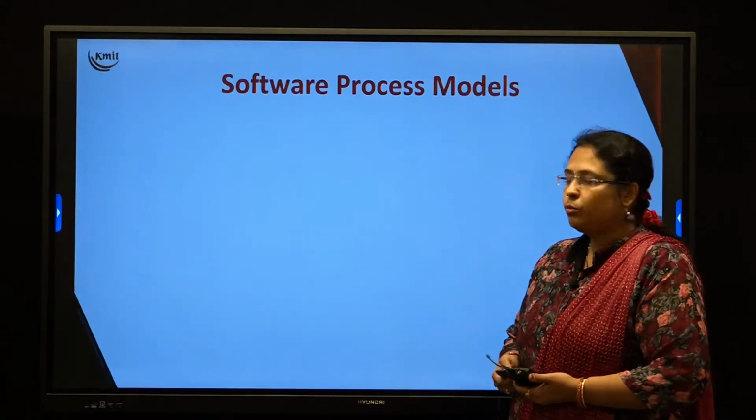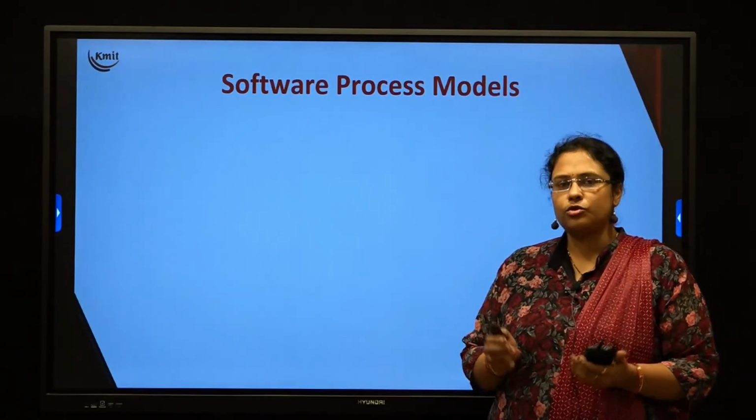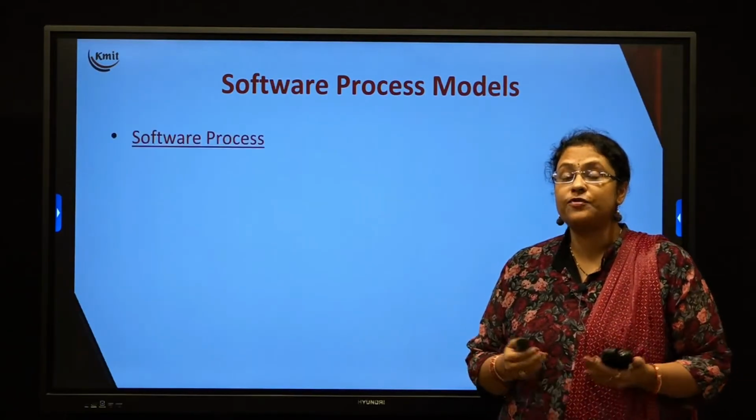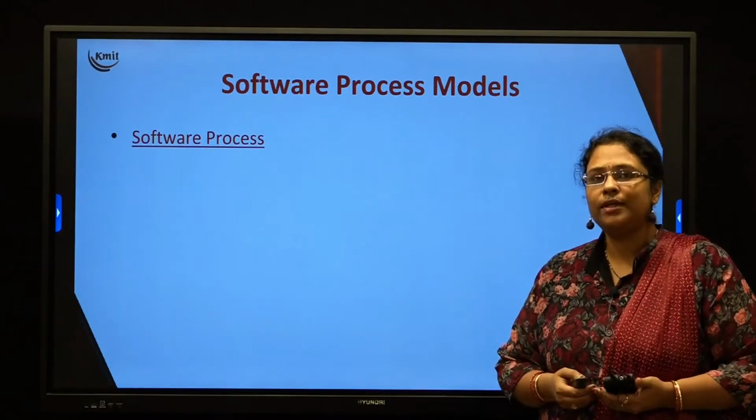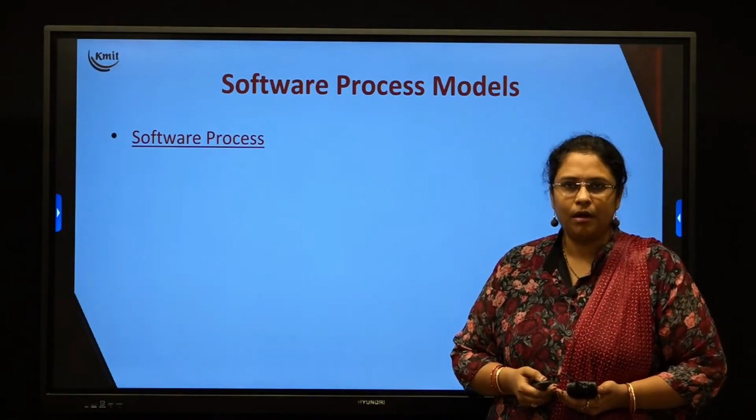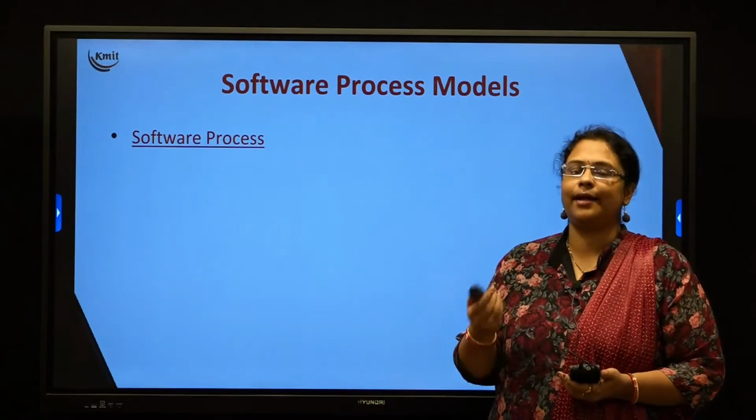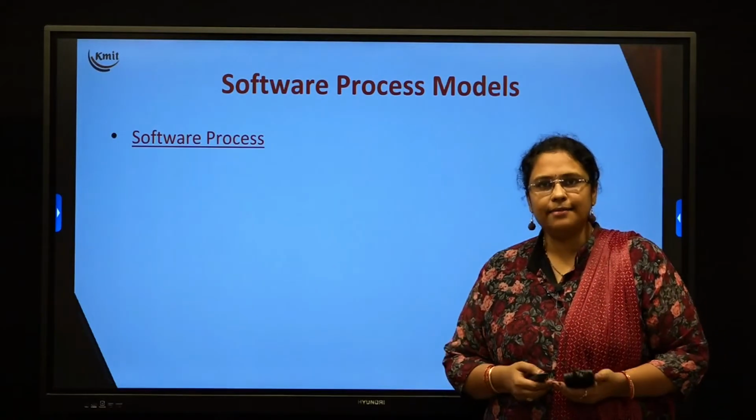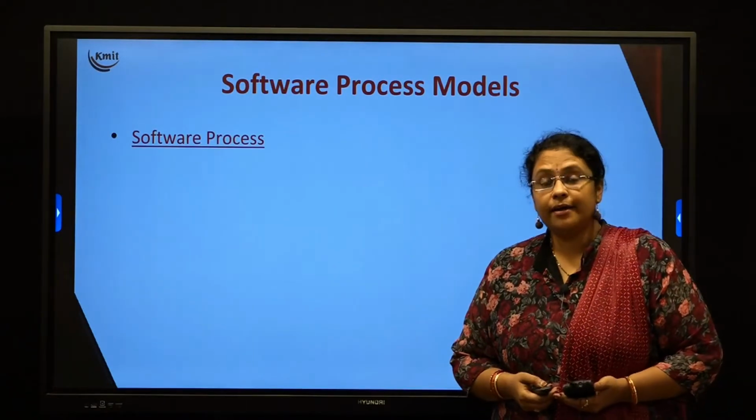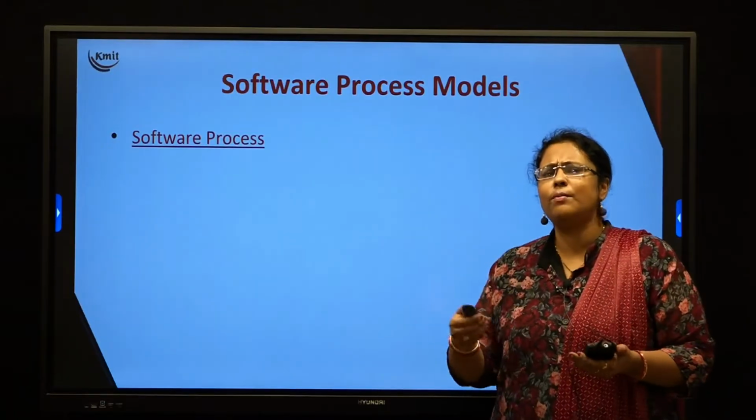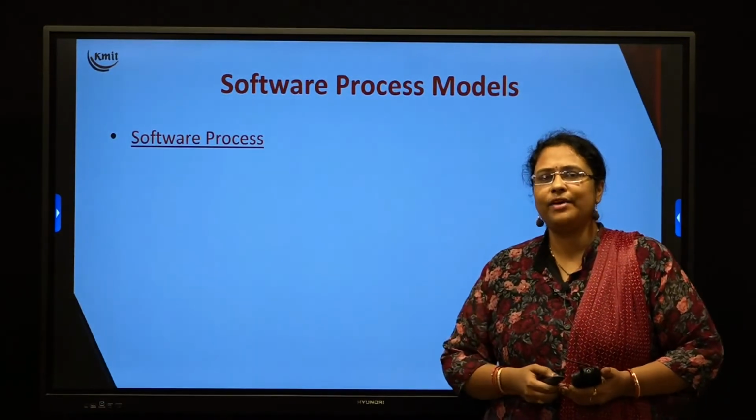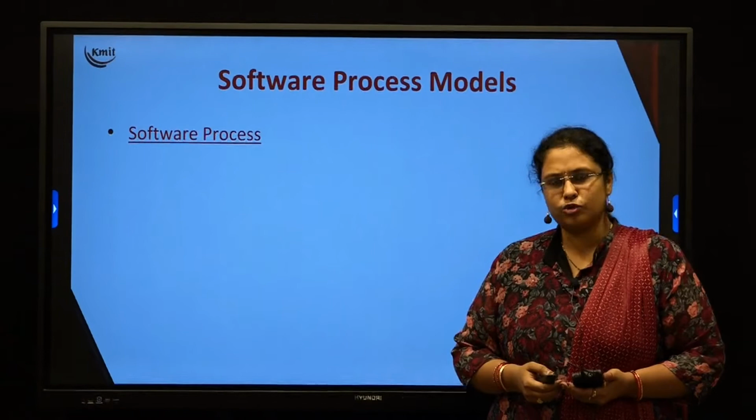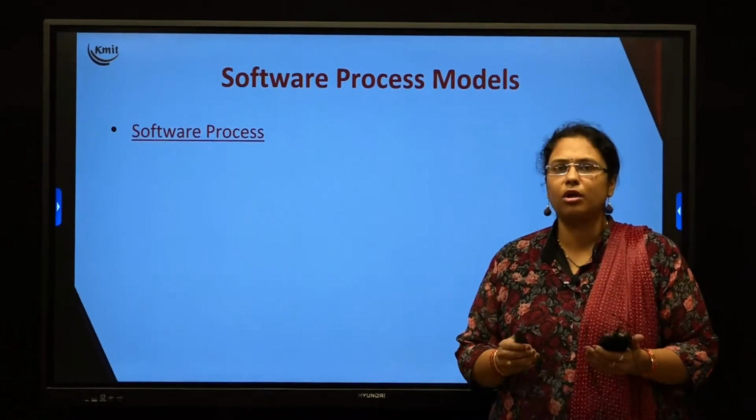So let's begin with what exactly is software process. Software process is basically a set of steps that will help you in the development of the software. You have so many steps like collecting the requirements, analyzing them, then designing it, coding it, testing it. These are the steps followed by every developer to develop a particular software. So your software process will tell you what those steps are.